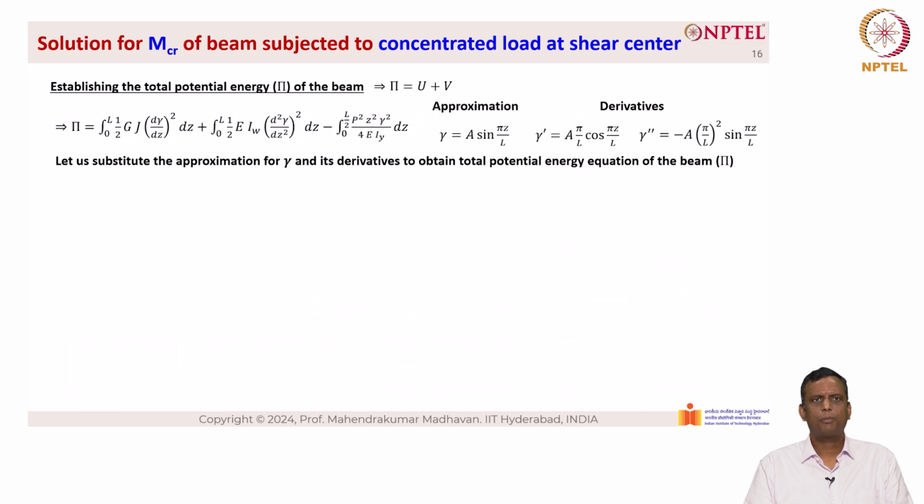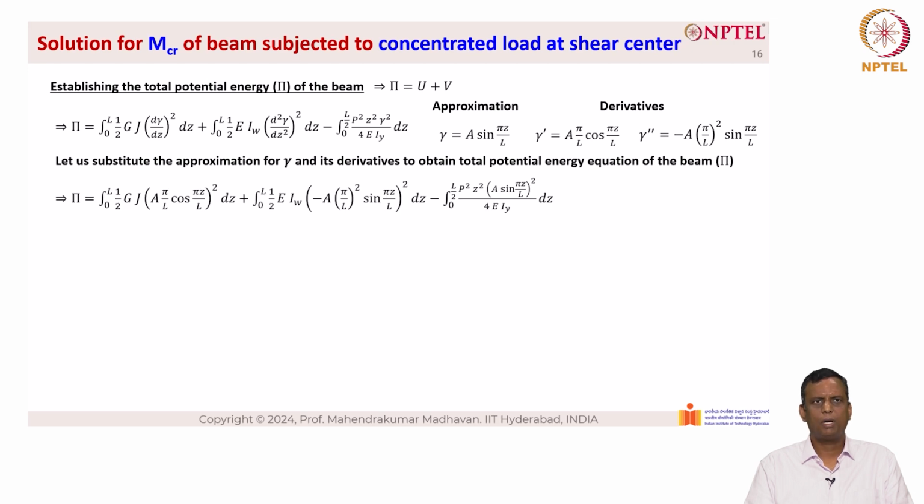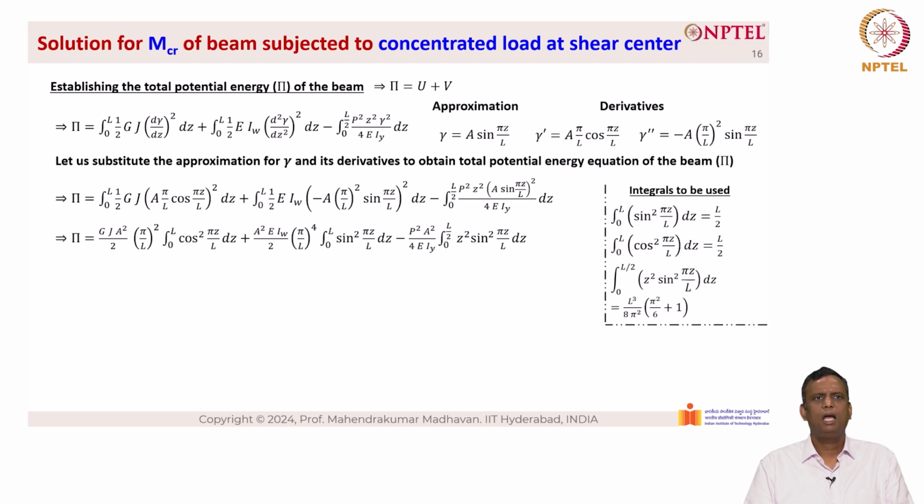So let us substitute the approximation for gamma and its derivatives to obtain the total potential energy equation of the beam pi. So when we do so, we get this equation above. Now we can simplify these terms after substituting this gamma term. And we use the integrals on the right hand side, which is integral 0 to L of sin square pi z by L into dz equal to L by 2, and similarly integral 0 to L of cos square pi z by L into dz equal to L by 2. And then we have integral 0 to L by 2 of z square into sin square pi z by L into dz equal to L cube by 8 pi square into pi square by 6 plus 1. So when we substitute these values, we get a much simplified pi value.